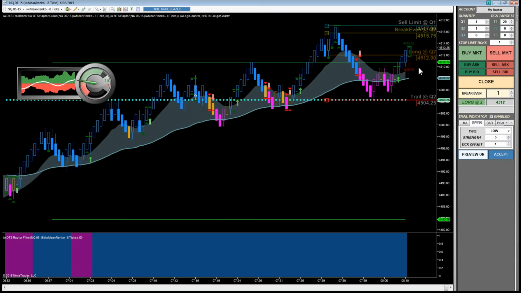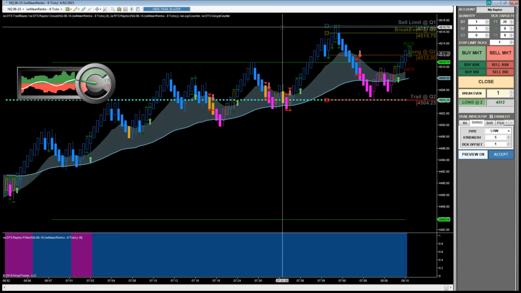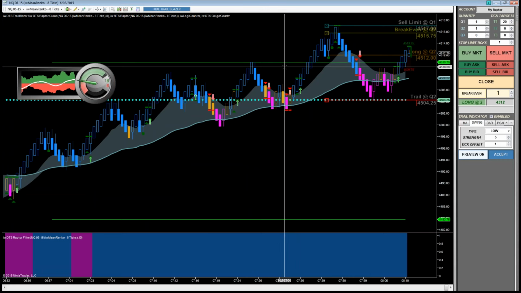Jim's asking how many ticks from the hash mark to the top. Let's see, the top is, well, we'll say 4517 to 4710, so that's about 28 ticks, 27 ticks to be precise.